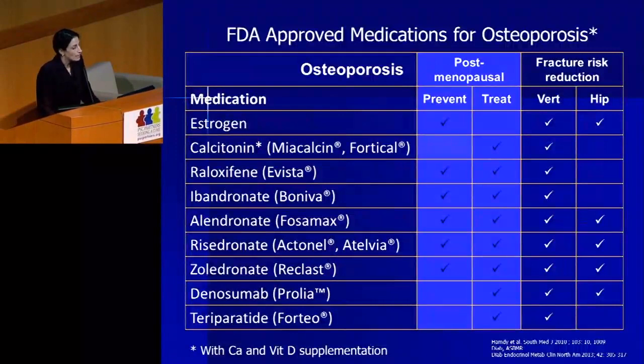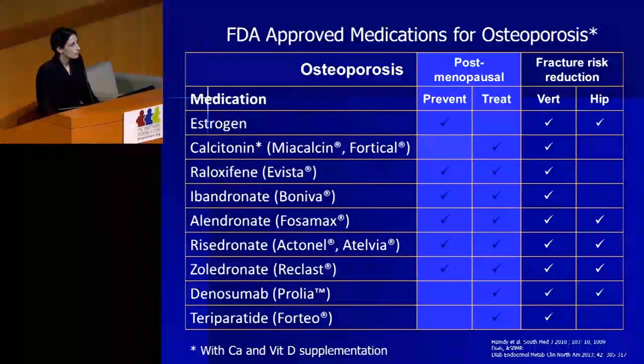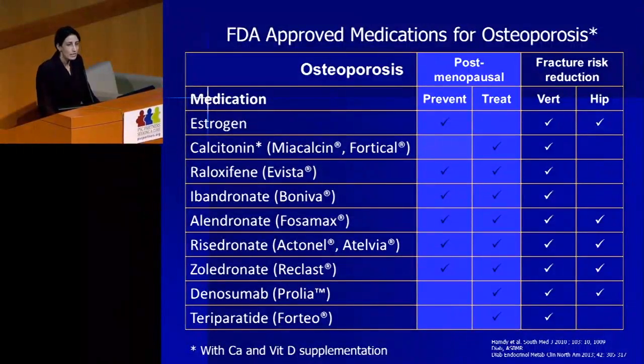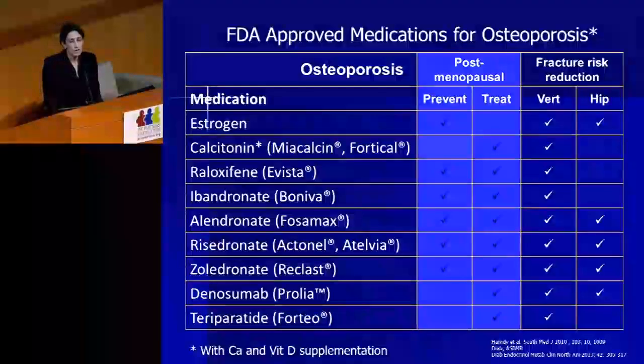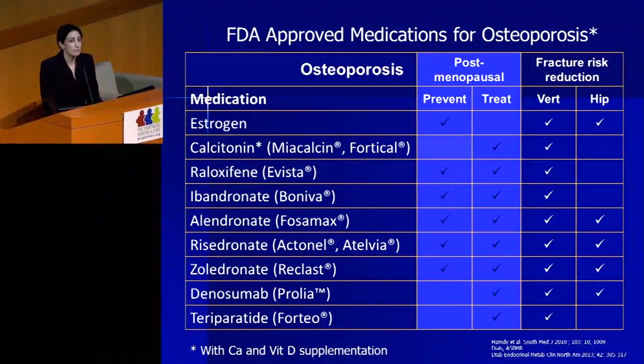There are many, many osteoporosis medications out there. The vast majority of them are in the setting of postmenopausal osteoporosis. Have there been any studies done on osteoporosis medications in PSC? The short answer is no. There's been one study done on PBC with use of alendronate or Fosamax, which is the standard bisphosphonate used for treatment of osteoporosis, which did show benefit, and so we extrapolate that it is likely to be helpful.